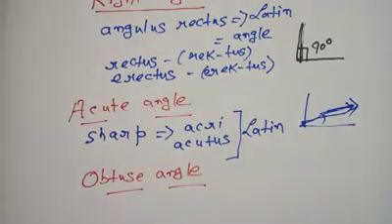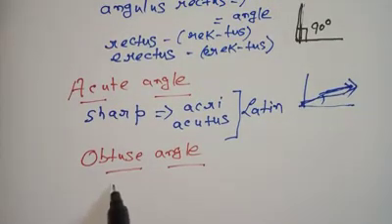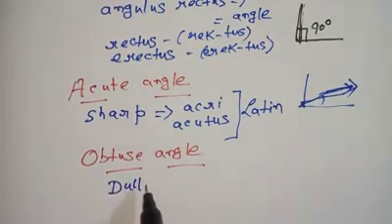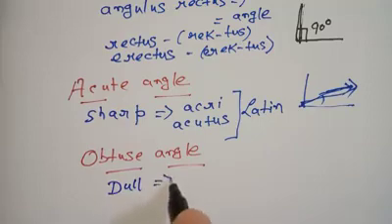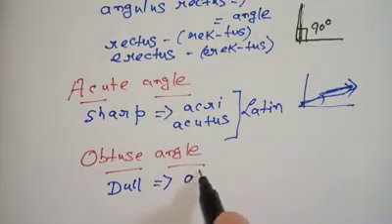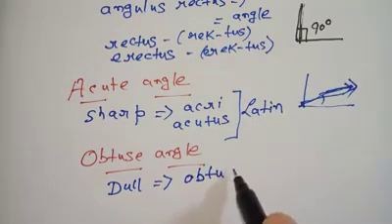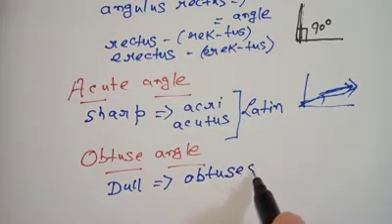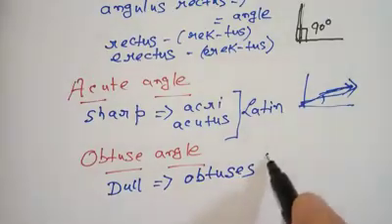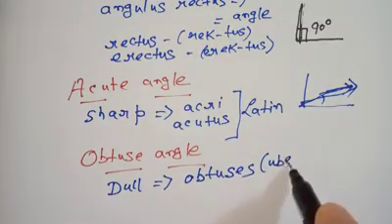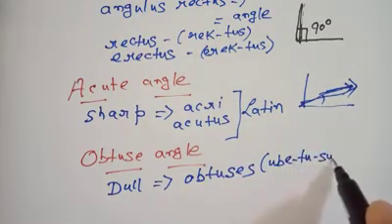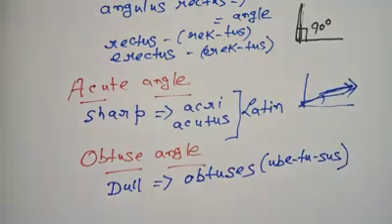The word obtuse actually means dull. Okay, the word obtuse means dull, and this is coming from the Latin word which is pronounced as obtusus. You can write it obtusus. So obtusus actually means dull, that is opposite, that means which is not sharp.